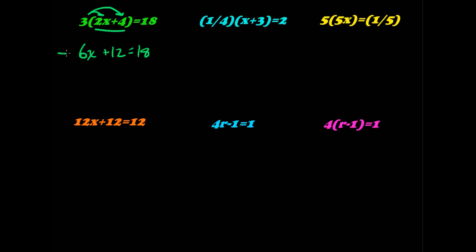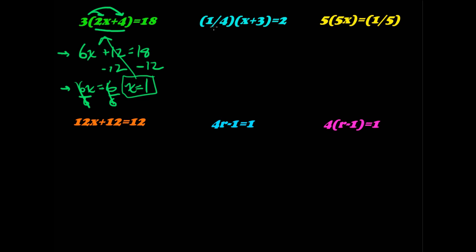What do we do now? We subtract 12 from each side. Gives us 6x equals 6. And then we divide each side by 6. And x is equal to 1. To verify, you plug your x in.